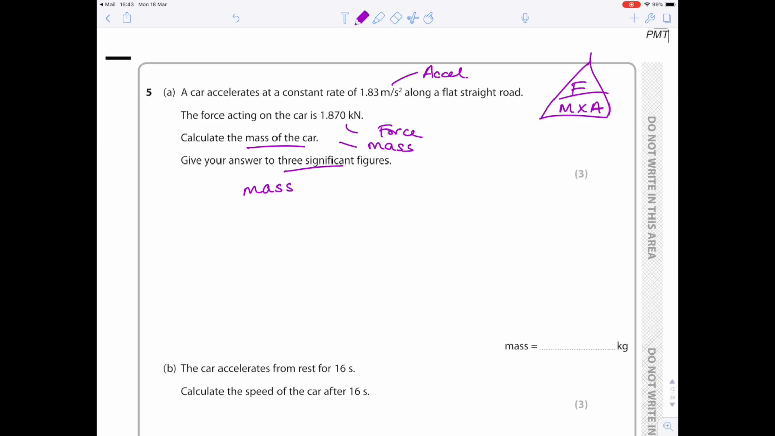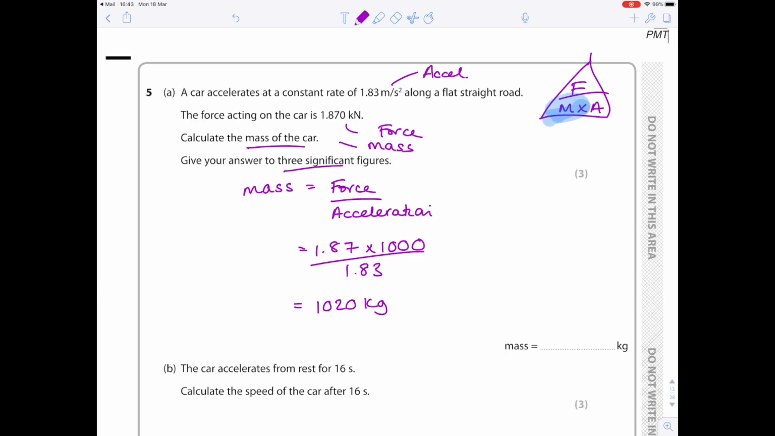So we're looking for mass, so we cover the M in this triangle and we see that M is F divided by A, so force divided by acceleration. The force we've been told is 1.87 kN, and I'm going to multiply that by 1,000 to turn it into just newtons because I don't want any issues with units. And then we're going to divide that by the acceleration we've been given, which is 1.83, and then when you do that and you round that number to 3 sig fig, you get a value which is 1,020 kilograms.